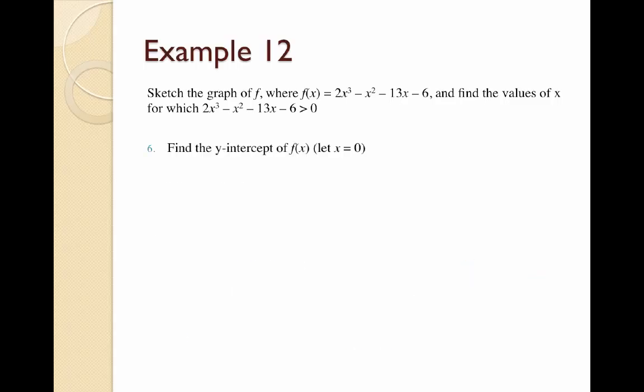Step 6 was to find the y-intercept. That just means sub in x equals 0, which is probably going to be the easiest step of all of them. When x is 0, what you're left with is just minus 6. And that is where our graph is going to cut the y-axis.